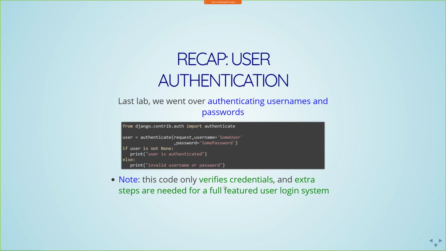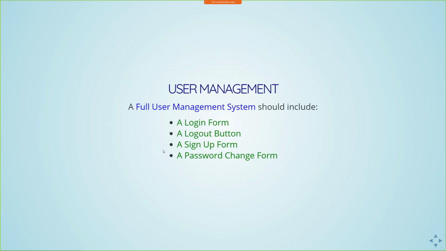So this code only verifies credentials. By credentials, I mean a username and password. And there are some extra steps needed for a fully featured user login system. A full user management system should include a login form, a logout button, some way to get out of being currently logged in, a sign up form, which is a way to interactively create a user so that a user can create their own username and password, and a password change form in case your user needs to change their password.